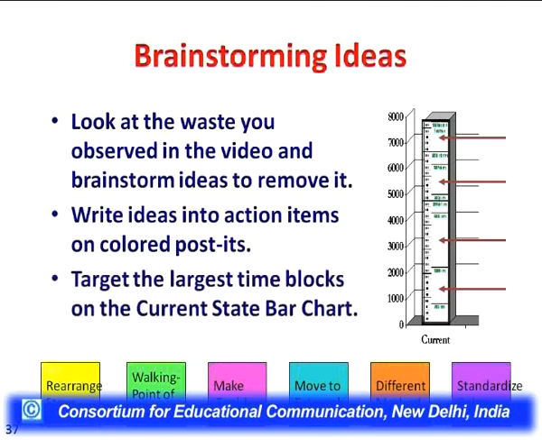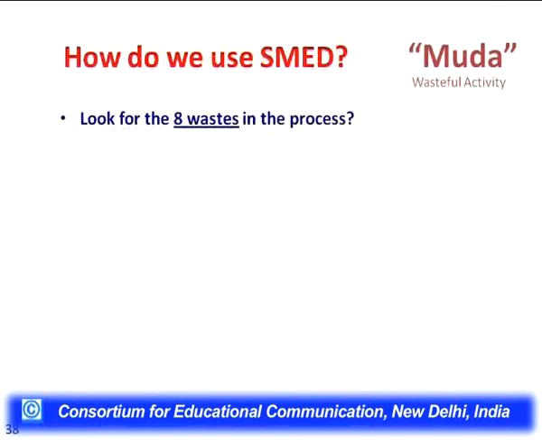Target the largest time blocks on the current state bar chart. Now we are talking about the current state, where the modifications are required to bring the setup time to a 50% level. Look for the 8 wastes in the process. Now we will talk about the 8 wastes, and these are to be seen thoroughly, whether they are present in the present process or not.